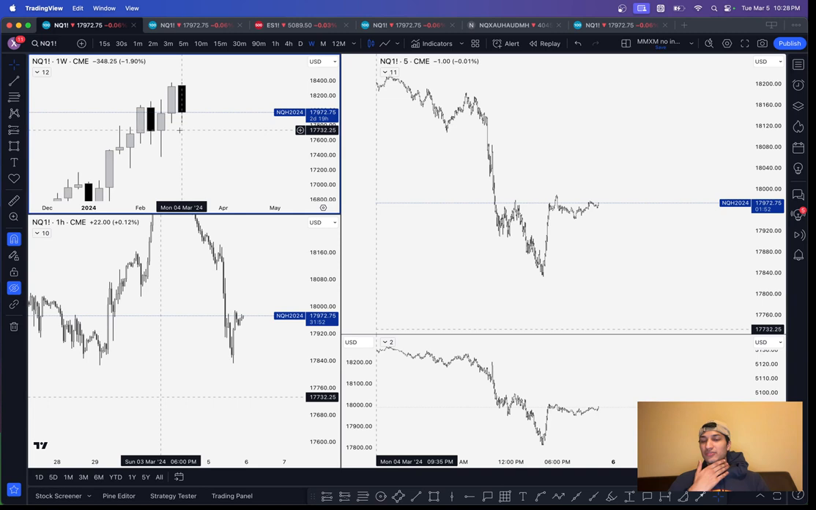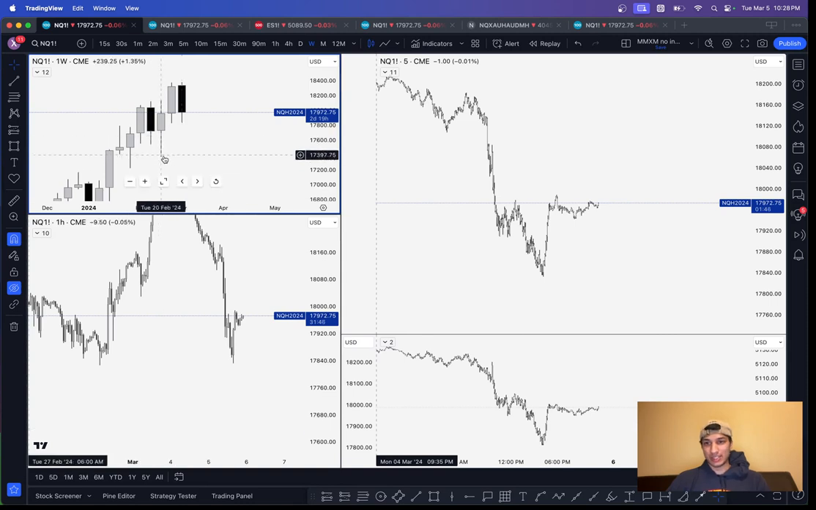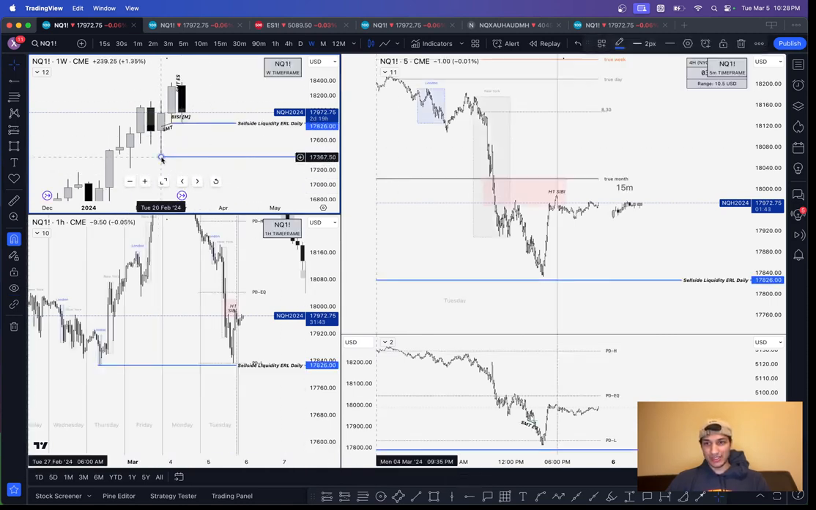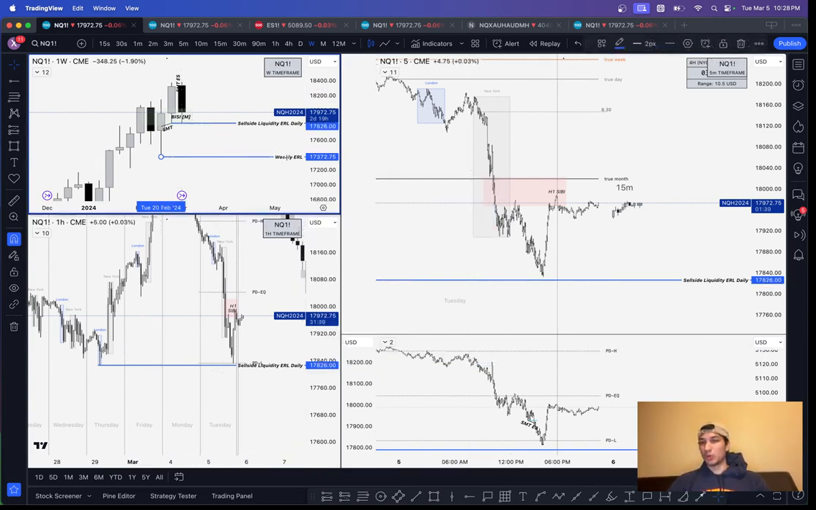So if that is confusing to you, go watch my video on swing structure: what qualifies a swing point in the market? Here is the weekly low. So if you were going to draw it out, this low here would be my weekly ERL. If that's confusing, go watch my swing structure lecture. It should make a bit more sense.